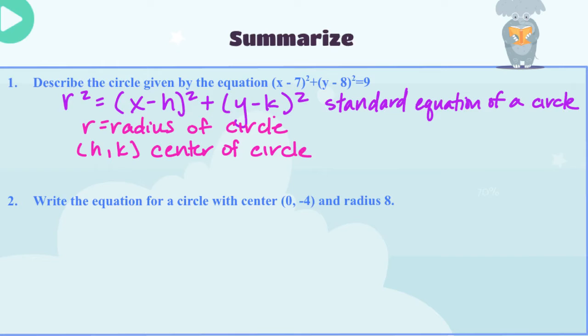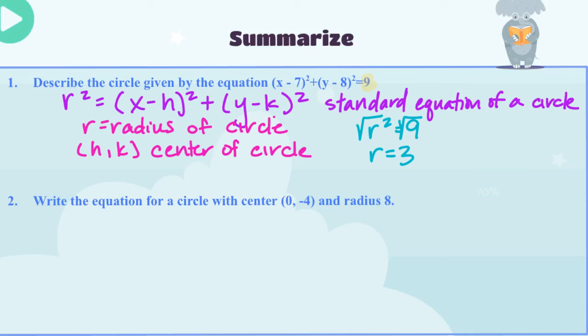So if we are given the equation (x - 7)² + (y - 8)² = 9, our radius is going to have to come from this 9. But notice that the 9 is in the r² position, so we can write that as r² = 9. In order to find the radius, we have to square root both sides, so the radius would be 3.